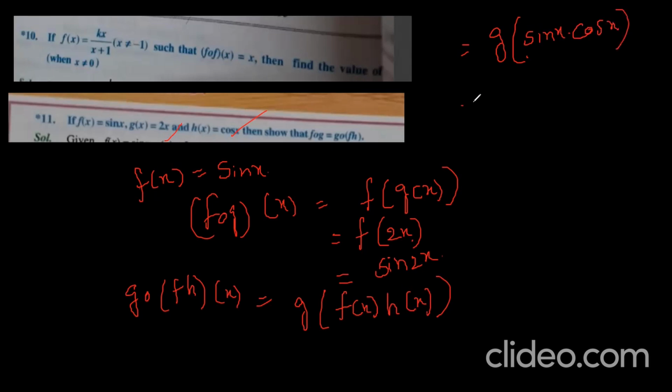What about g of x? G of x is 2x. So can I write it as 2 sin x cos x? This is nothing but sin 2x. So this is sin 2x and this is sin 2x. They asked us to show these two are equal, and yes, we got that these two are equal. Very good.